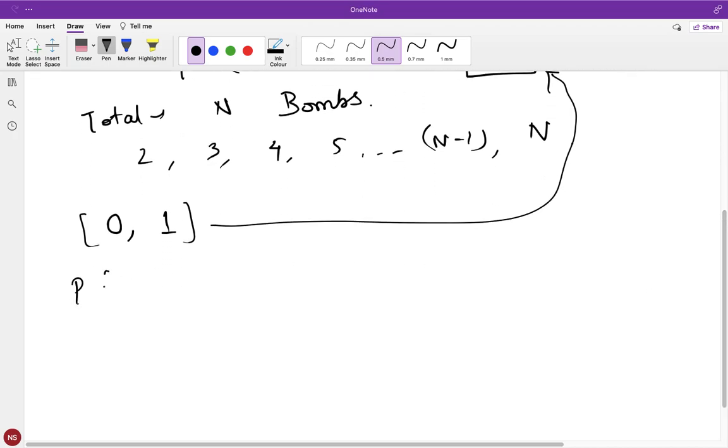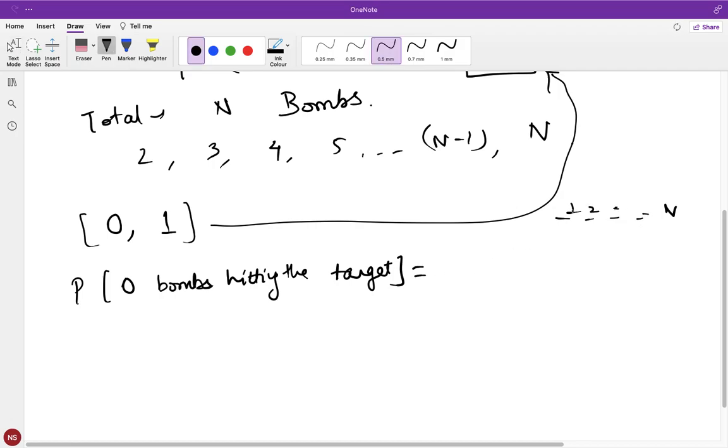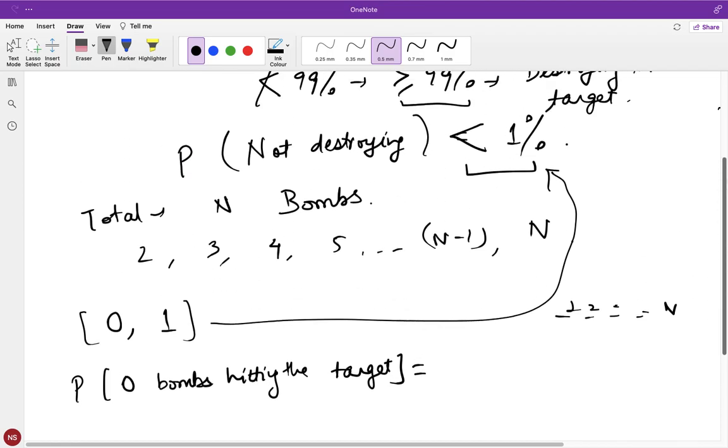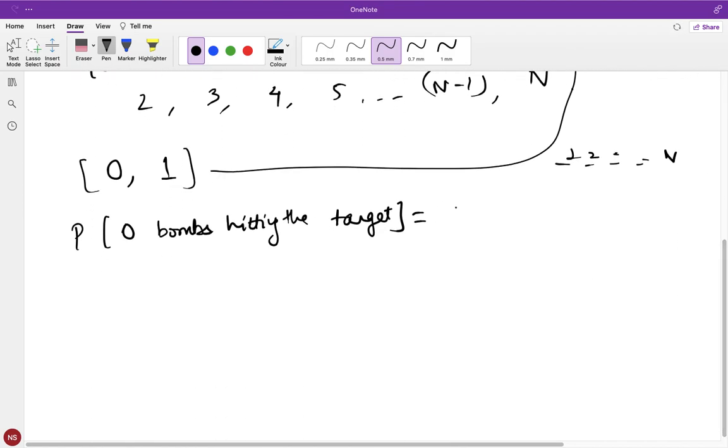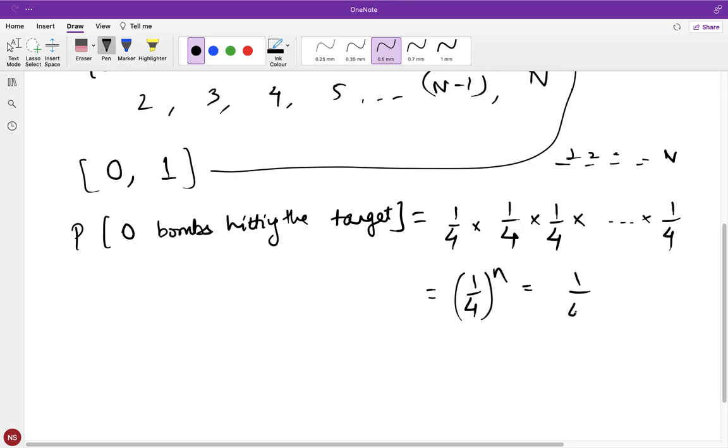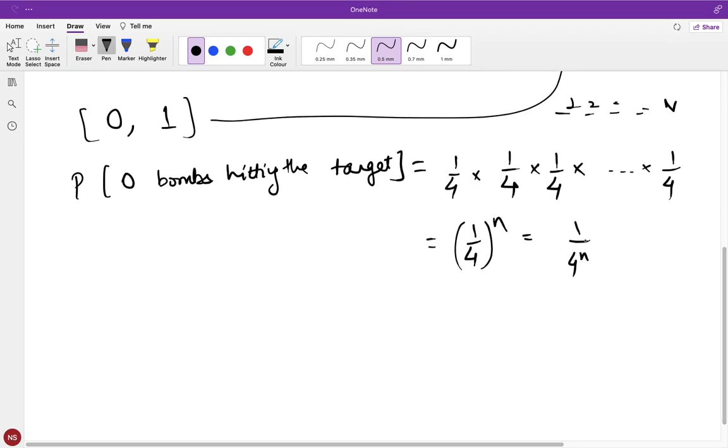So first, the probability of 0 bombs hitting the target. What is this probability? I have n bombs, 1, 2, 3, 4, n, and none of them hit. So the probability of the first bomb not hitting the target is what? 1 by 4. Second bomb not hitting the target, 1 by 4. Third, not hitting, 1 by 4. Nth bomb, 1 by 4. So this is equal to 1 by 4 raised to the power n, or 1 by 4^n, because 1 raised to the power n is 1.